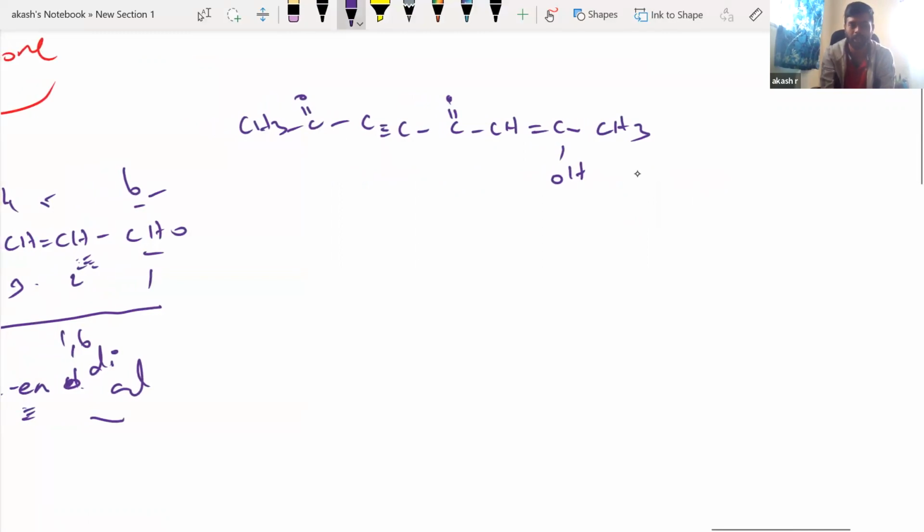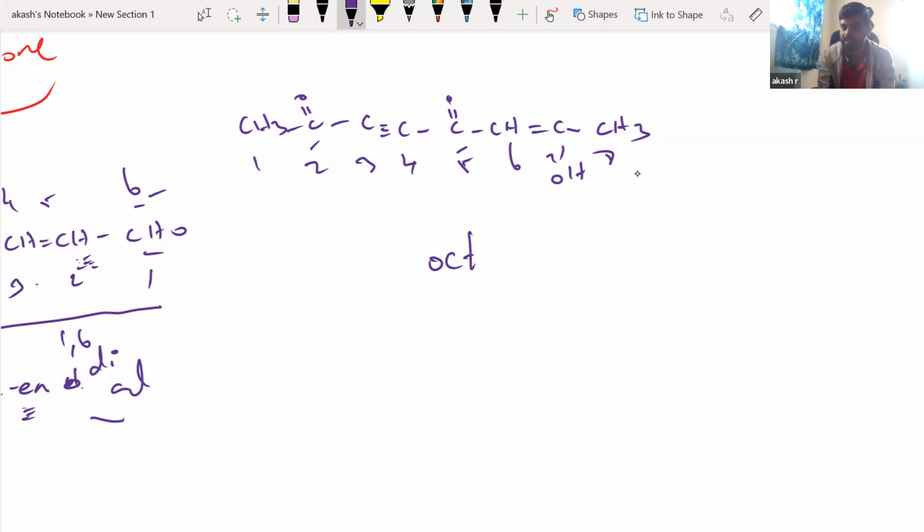As we already know, the priority has to be given to the carbonyl compound, that is C double bond O. So we have to start numbering from here only. 1, 2, 3, 4, 5, 6, 7, and 8. 8 carbon atoms, so we can directly write oct. Done. Now we have to check whether we have any double or triple bond. Yes, both a double bond as well as a triple bond are present.